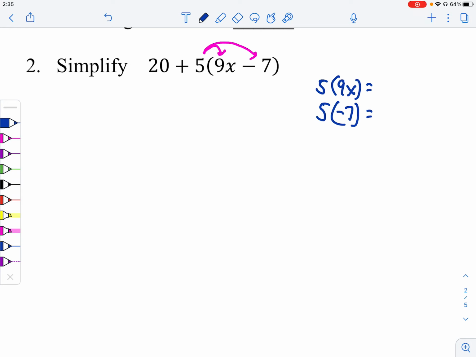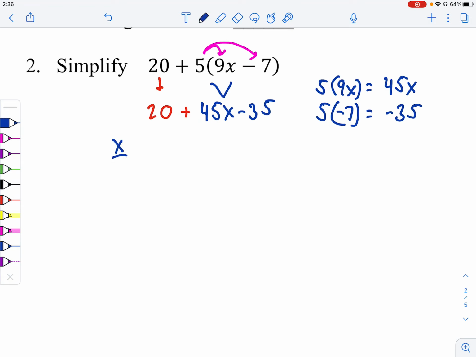So 5 times 9x, 5 times 9, 45. So 45 x's. 5 times negative 7, negative 35. Okay, so this part right here is 45x minus 35. Right there. So we just did that part. And then we still have that 20, right? Bring down that 20. So we have to bring down that 20. And we still have 20 plus in the front. And now all we have to do is combine like terms after we distribute.